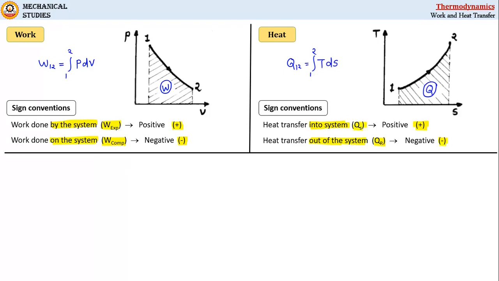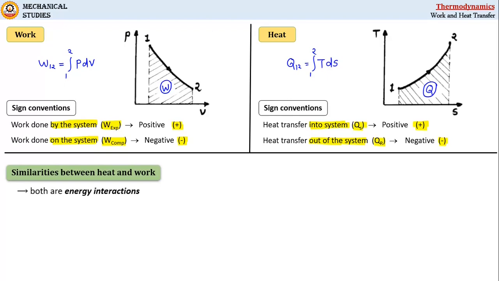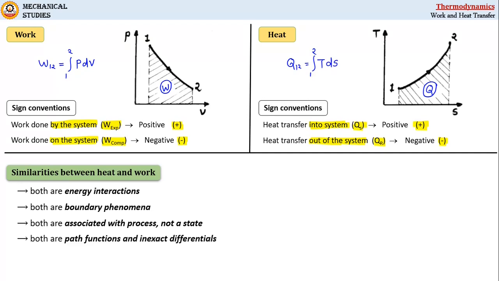Now let's look at the similarities between heat and work here. Both heat and work are energy interactions. Those are transport phenomena. Second, both are boundary phenomena. That means you will observe these at the boundaries of the system and surrounding. Then both are associated with process, not a state. And that's why heat and work have no value at state. And last, these are path functions and inexact differentials. That's why these are not system properties.